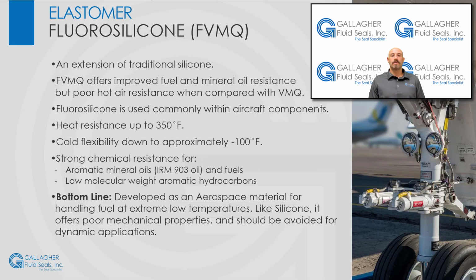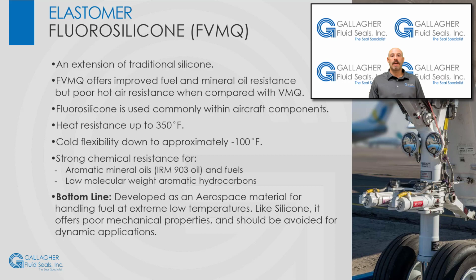An extension of traditional silicone elastomers is fluorosilicone, or FVMQ. The mechanical and physical properties are very similar to traditional silicone. However, fluorosilicone offers improved fuel and mineral oil resistance, but poor hot air resistance when compared with silicone. Because of the strong low temperature performance, fluorosilicone O-rings are used commonly in aircraft components. Fluorosilicone offers heat resistance up to 350 degrees Fahrenheit and cold flexibility down to approximately minus 100 degrees Fahrenheit.